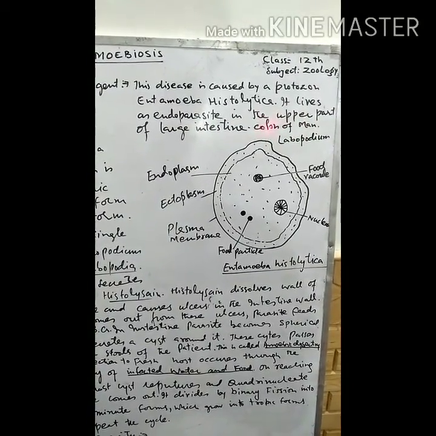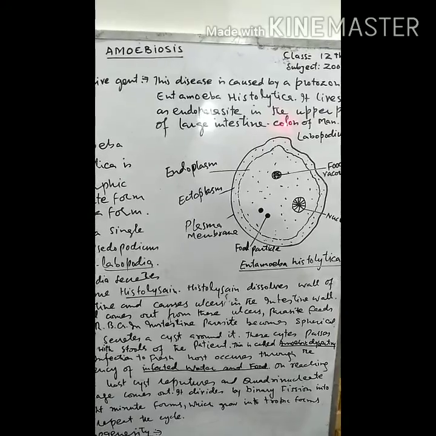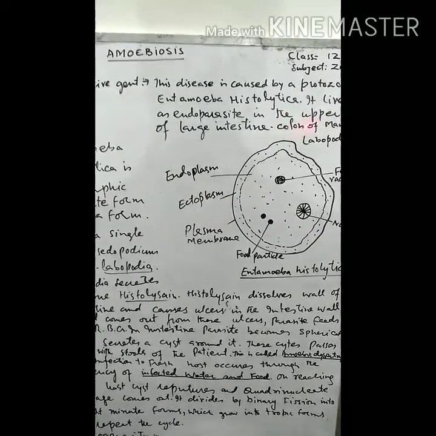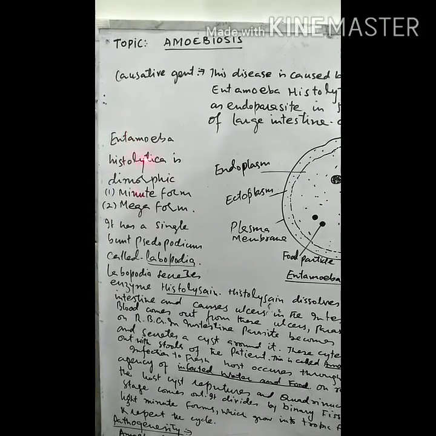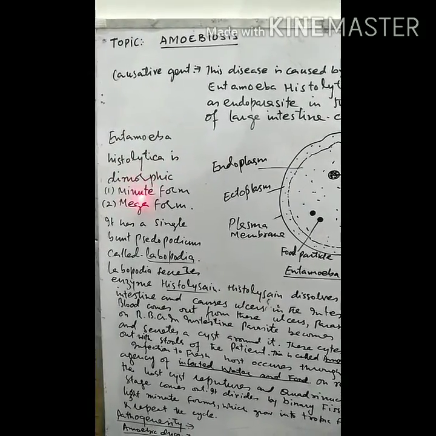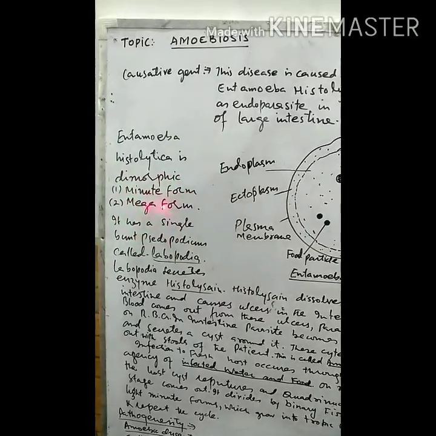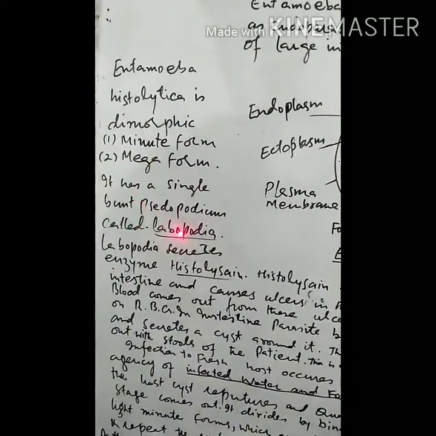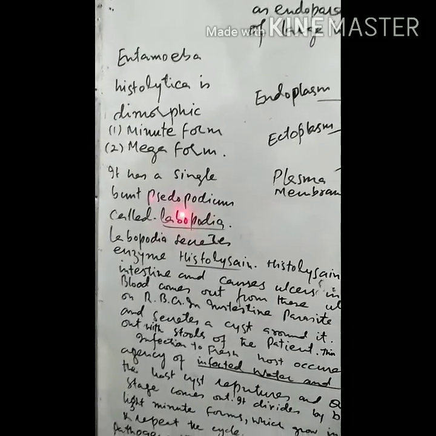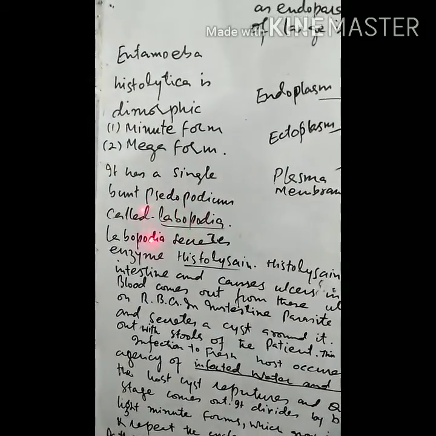It lives in the upper part of the large intestine. Simply, we can say the large intestine is also called the colon. Entamoeba histolytica has two forms, the minuta form and the magna form. It has a single blunt pseudopodium, called lobopodium.